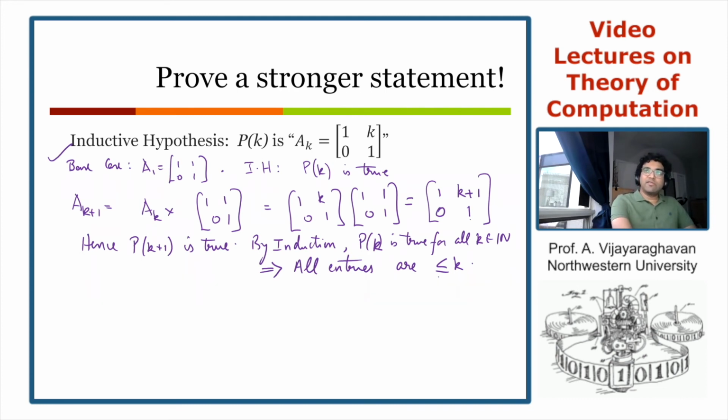So assuming that P of k is true, this equality is by induction hypothesis. We assume that P of k is true, so A^k in that case has the form 1, k, 0, 1. Now you know what A^k is, assuming P of k, and then you can just multiply it out and get the expression, and we see that this is really what we want to show as well. So P of k plus 1 is true. By induction, this is true for all natural numbers, and this implies in turn that all the entries are at most k.